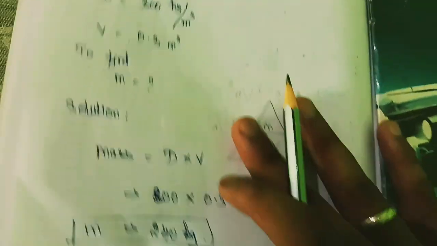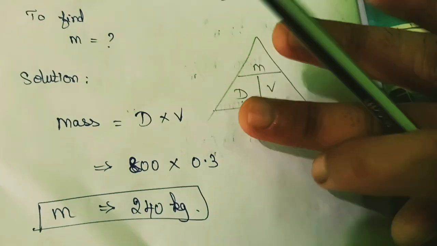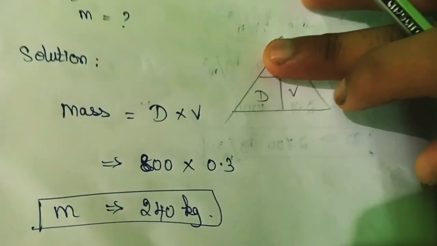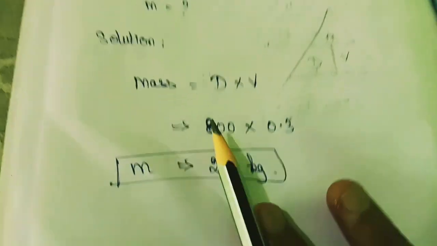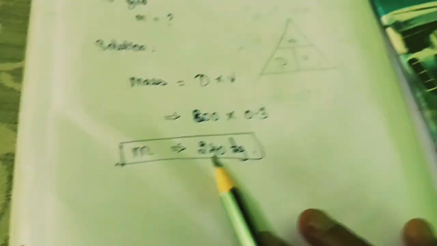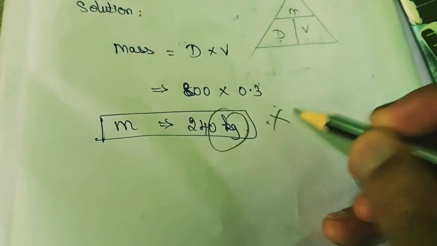For finding the mass, I have already solved in the previous video how to find the formula. So mass I need, so I'm going to hide the mass. I'll be getting density and volume in the form of multiplication. So formula is density into volume. Now I'm going to multiply 800 into 0.3, whereas I'll be getting mass is equal to 240 kilogram. Don't forget the unit is very important.